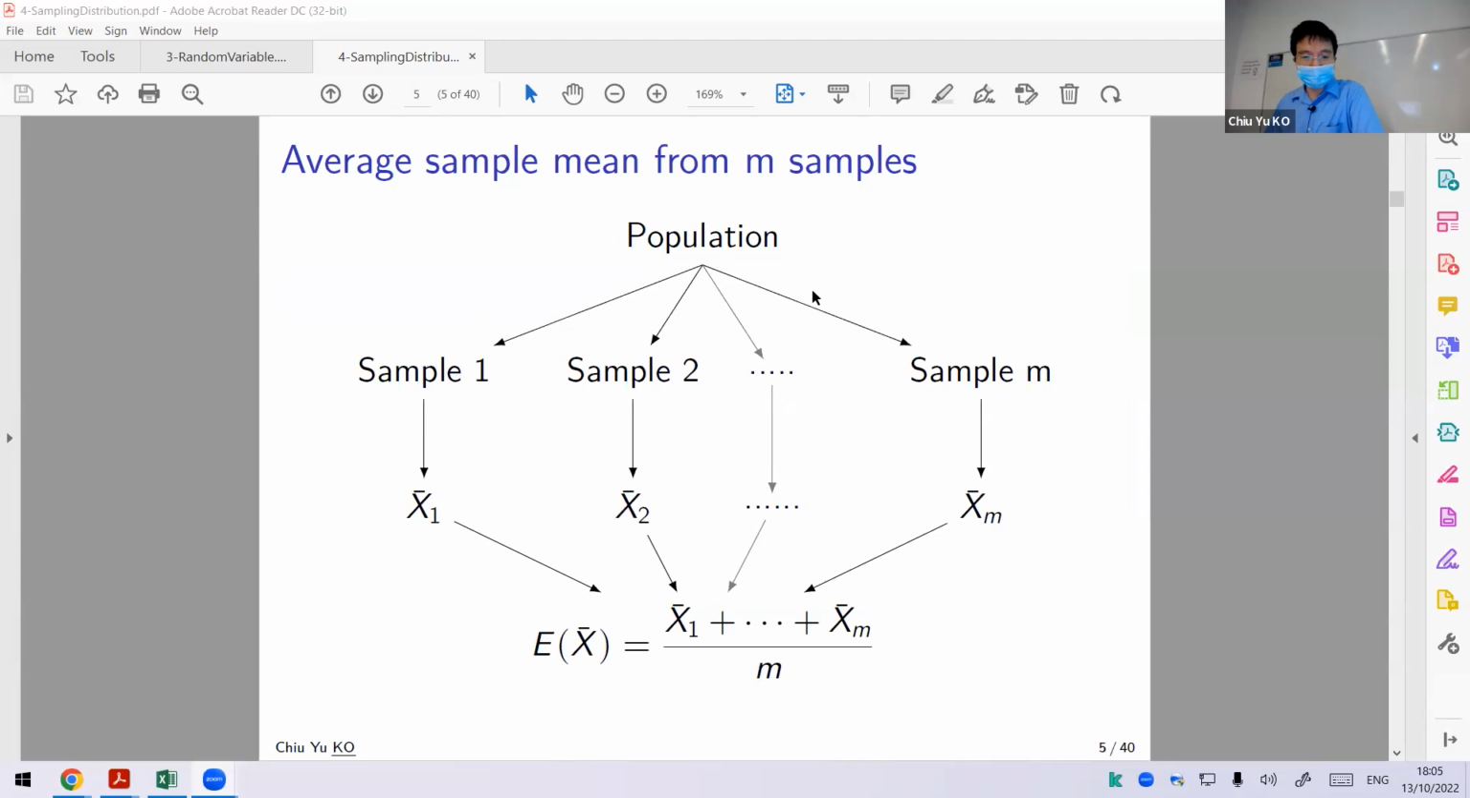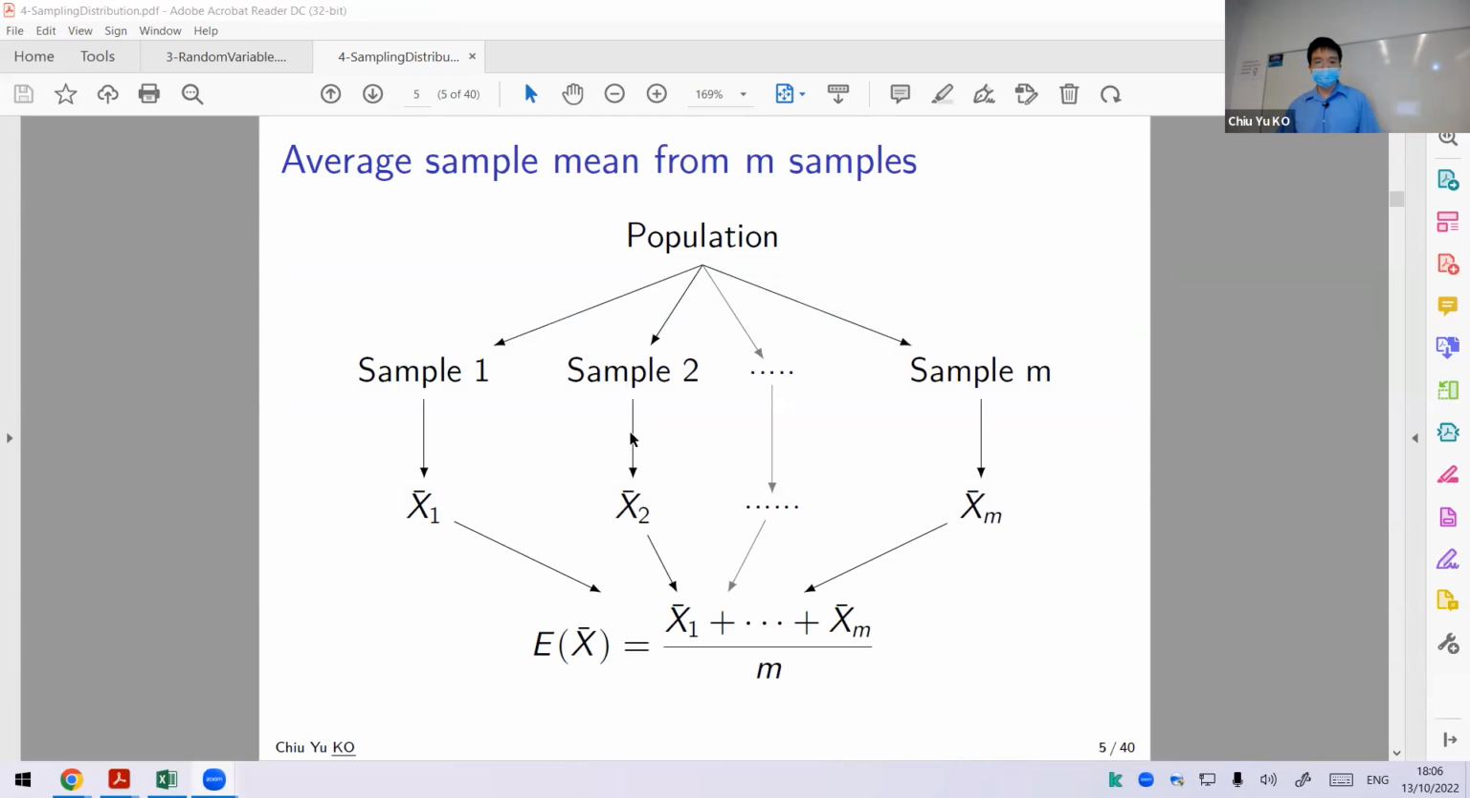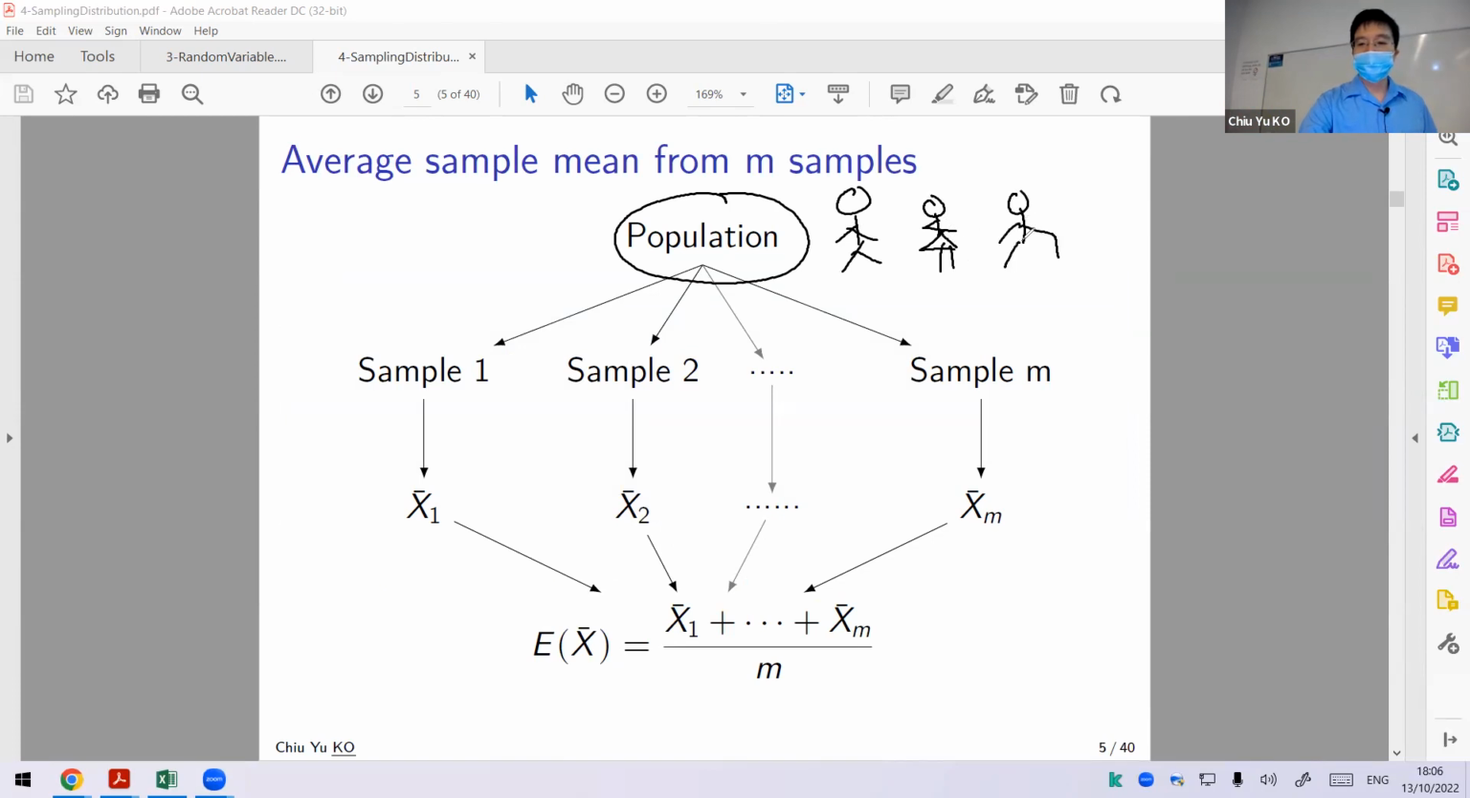So the idea is like this. What we will do is call the average of the sample mean, because we say this is a random variable, so it also has the property of expectation and variance. What do you mean by expectation? It means the following: you have a population. Remember the lead example: a guy, a girl, an old man. Maybe we need an old woman as well.